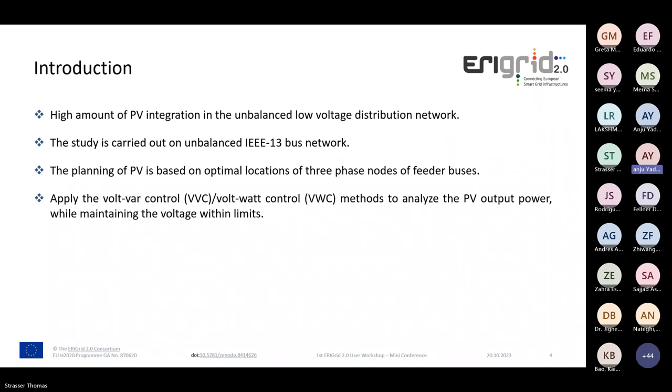Introduction. As we all know, a high amount of PV integration in the unbalanced low voltage distribution network may cause high voltage variation and power losses, etc. To overcome this voltage variation problem, here we apply volt-var control, volt-watt control, and the combination of both control methods to analyze the PV output power while maintaining the voltage within the limits.